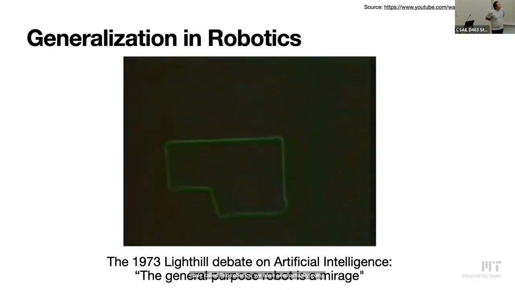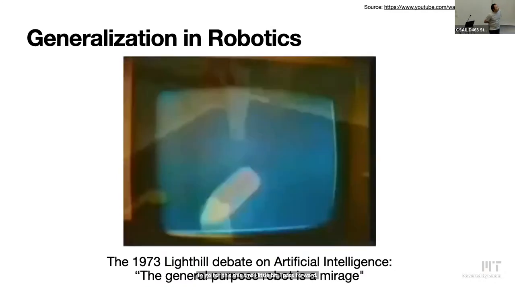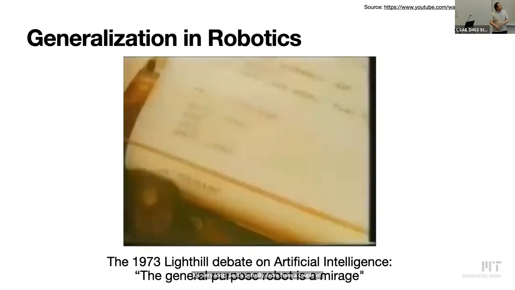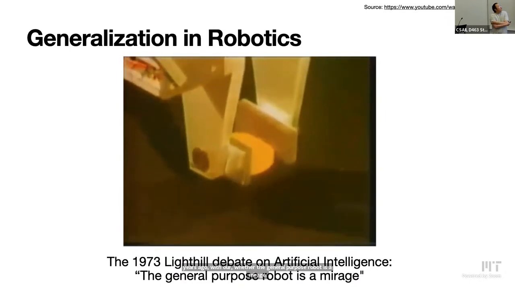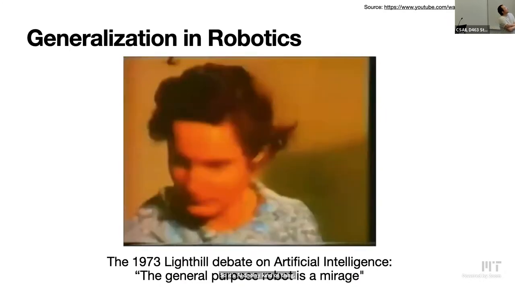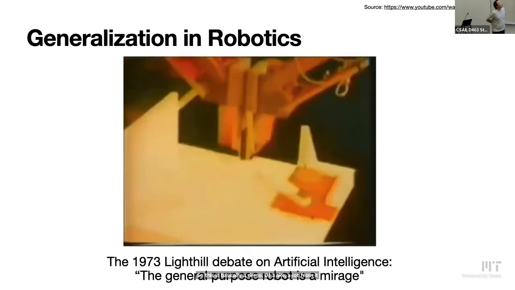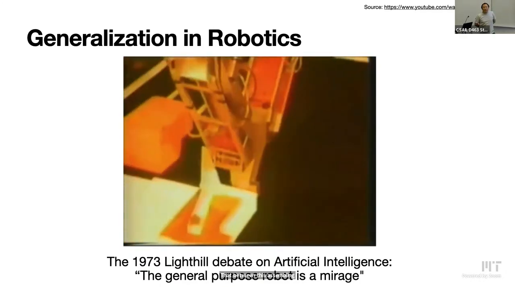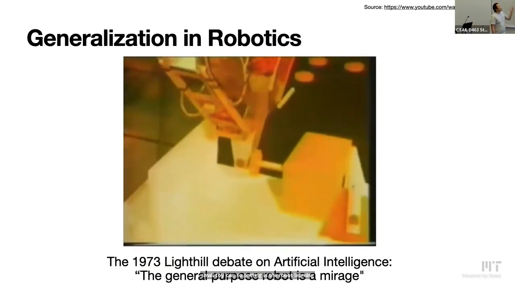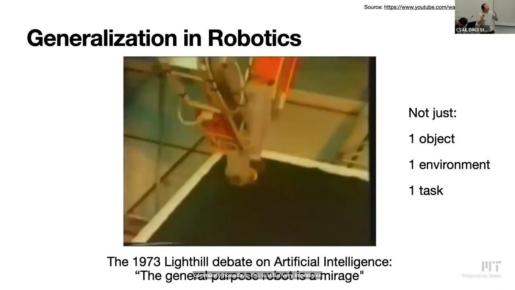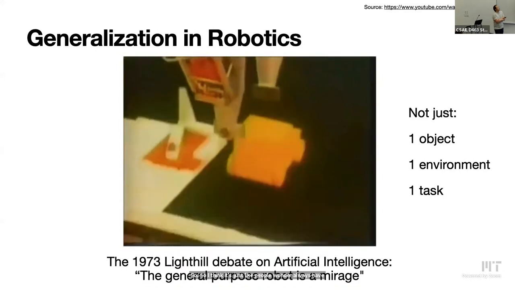It's from a debate that happened 50 years ago on whether the general purpose robot is a mirage. So it's an AI debate kind of thing. This is a demo I like a lot from it, which is doing an assembling task for this small toy car. In the robot learning community nowadays, this is still a very impressive demo. It makes people wonder what has happened over these 50 years compared to this demo.